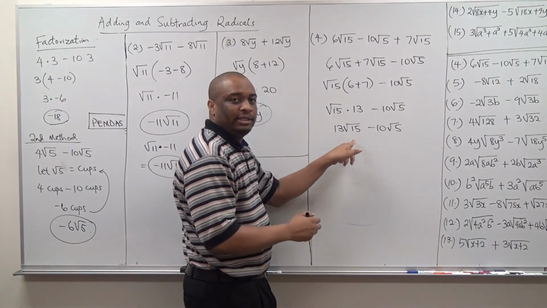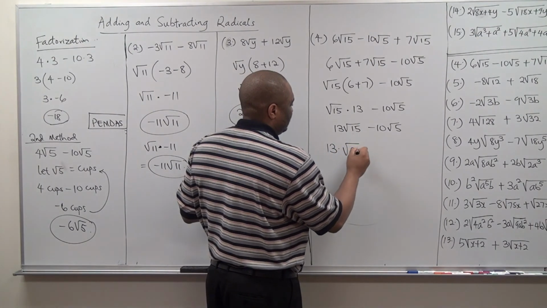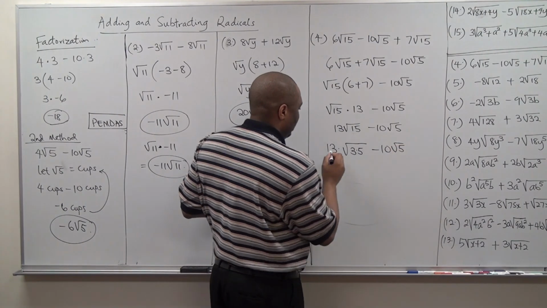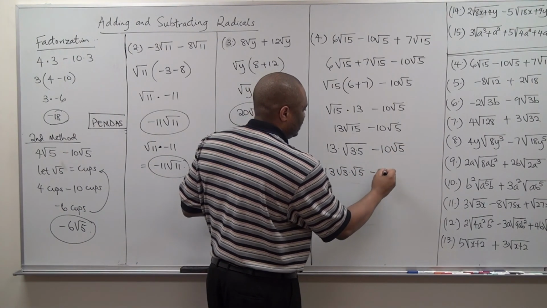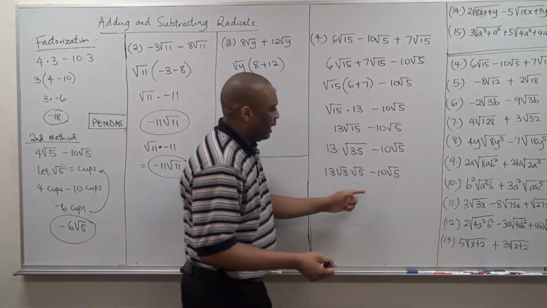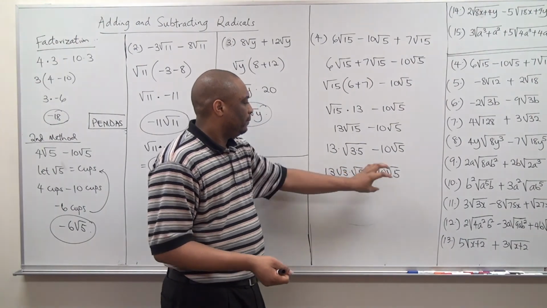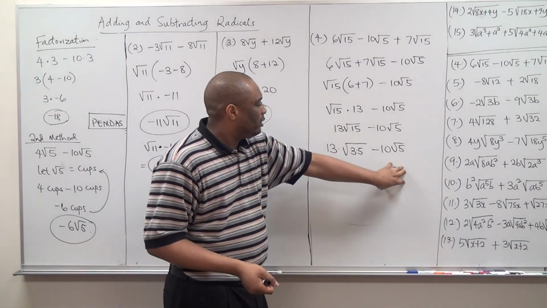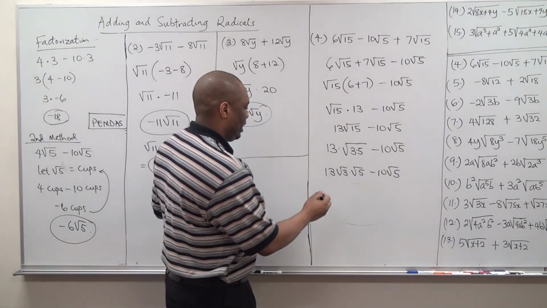So if we simplify square root of 15, it will be 13 times square root of 3 times 5 minus 10 square root of 5. And that gives 13 square root of 3 times square root of 5 minus 10 square root of 5. Now if you look at this again, you factor out what is common. Square root of 5 is common for this term, and square root of 5 is common for this term. So you factor out square root of 5.